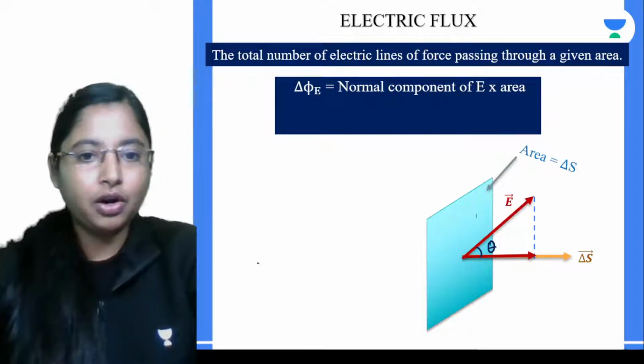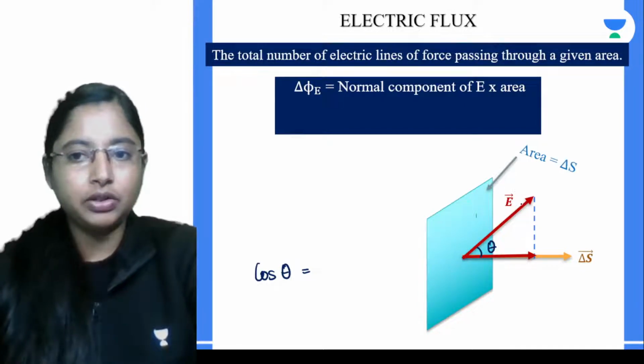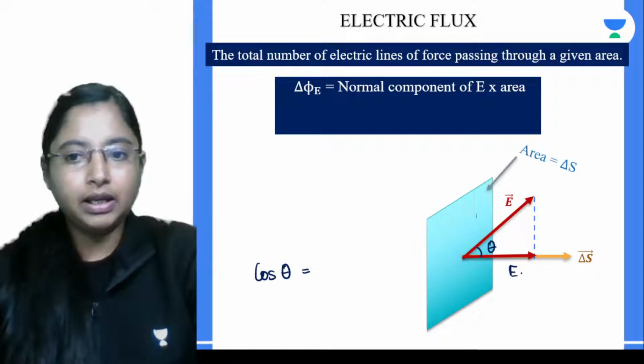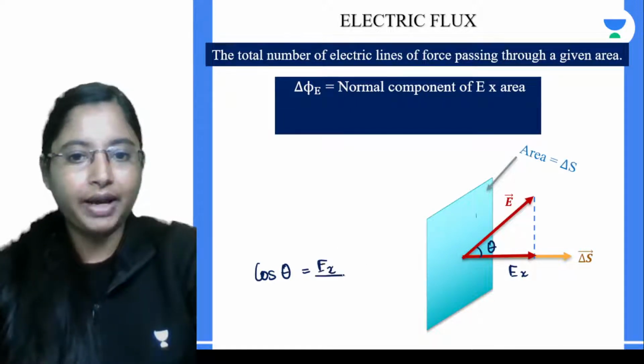Cos theta is nothing but, let's say this surface is horizontal, and this is Ex, the horizontal component of the electric field. So cos of theta will be Ex divided by the hypotenuse of this particular triangle, which is basically E.